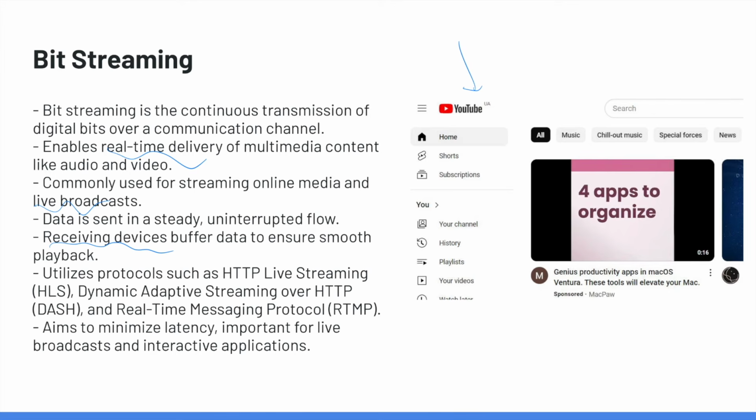So we're going to store data ahead of time. And so then when we watch the video, we're watching it in real time. We're watching at the speed that's been intended.